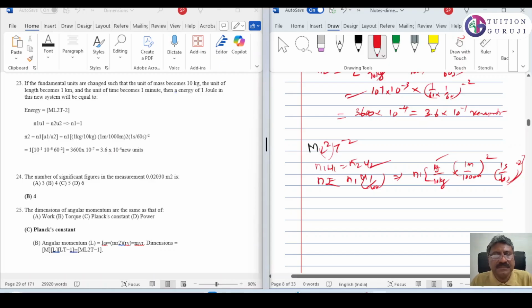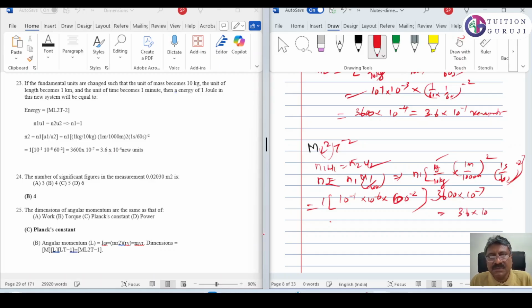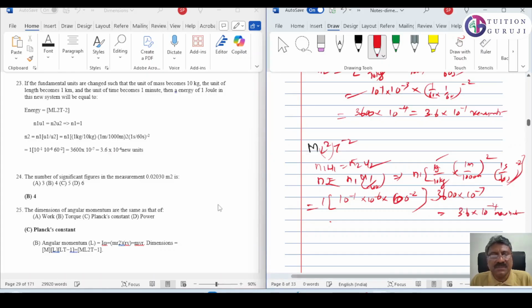So what you will get: 1 into, n1 is 1, so 10 raised to minus 1 into 10 raised to minus 6 into 60 raised to minus 2. So you will get 3600 into 10 raised to minus 7, which is equal to 3.6 into 10 raised to minus 4 new units.